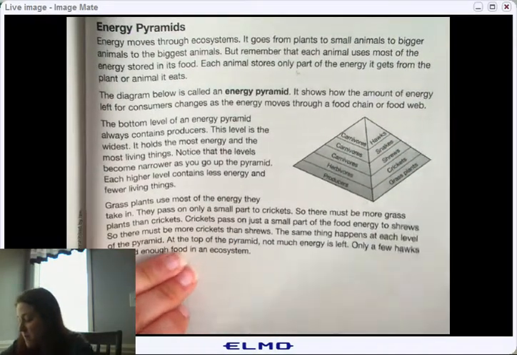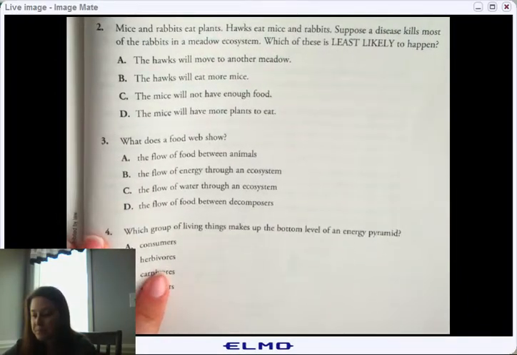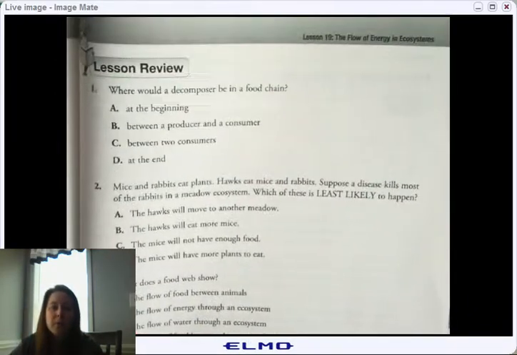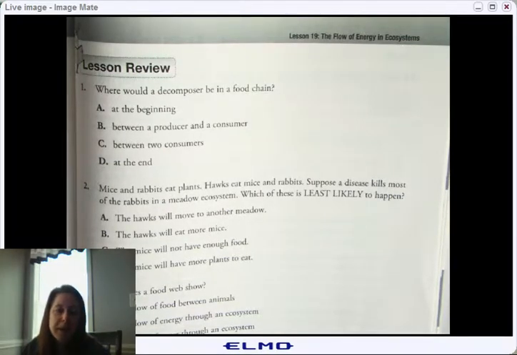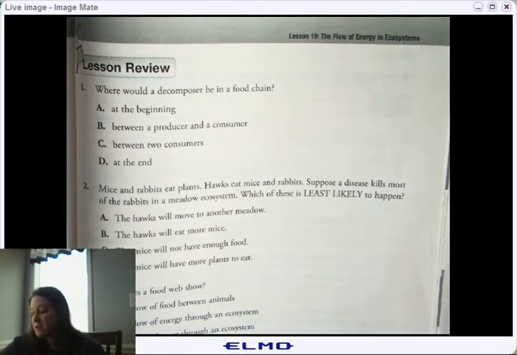If we turn the next page, we'll look at our questions. Question number 1. Where would a decomposer be in the food chain? A, at the beginning. B, between a producer and a consumer. C, between two consumers. Or D, at the end.